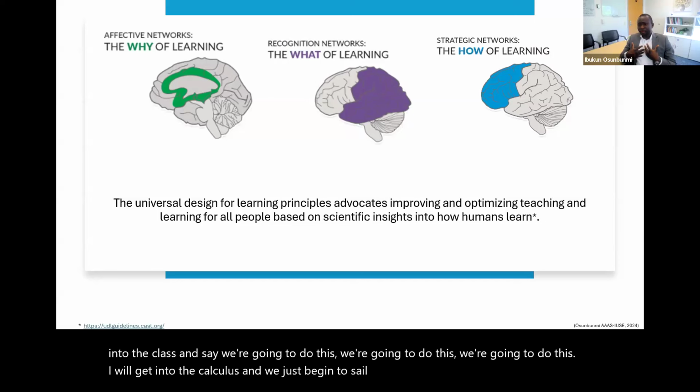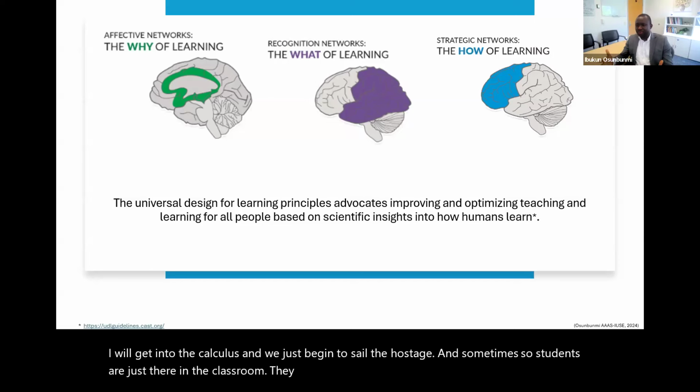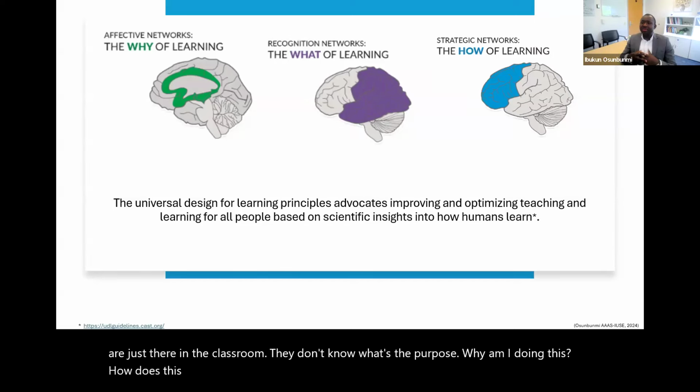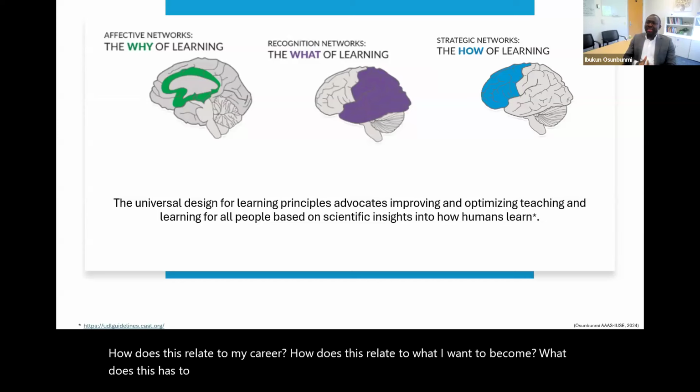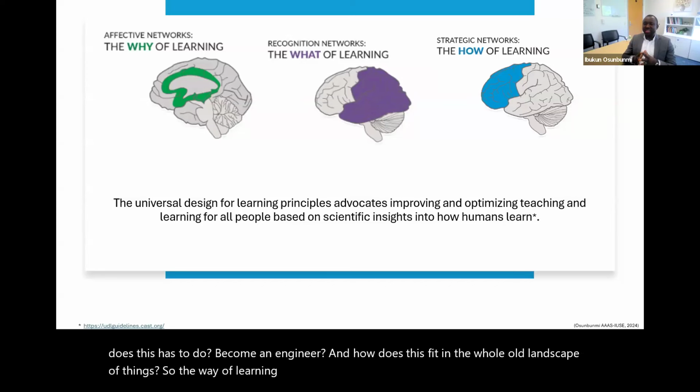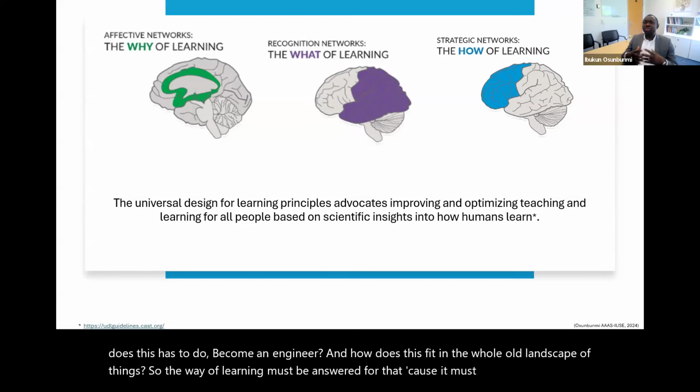And sometimes students are just there in the classroom, they don't know what the purpose is. Why am I doing this? How does this relate to my career? How does this relate to what I want to become? What does this have to do with becoming an engineer? And how does this fit in the whole landscape of things? So the why of learning must be answered for that course. It must be answered. And also the what of learning.